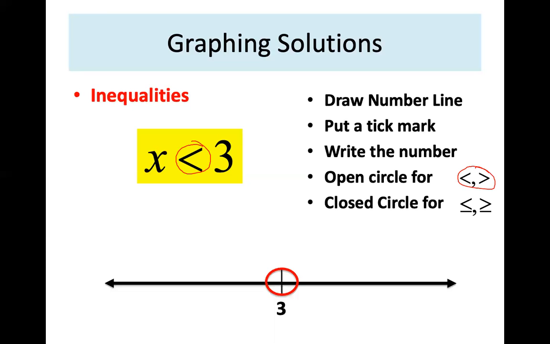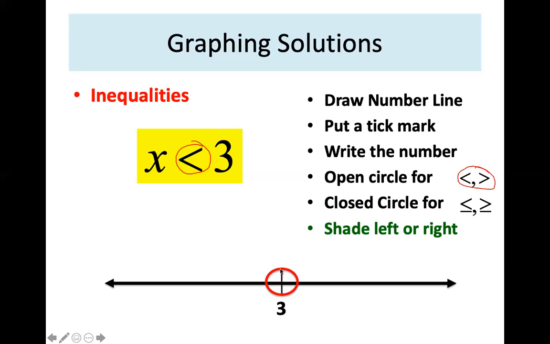Okay. Do you remember the last step from last year? It was that shading thing. So here's what you do. You're going to either shade left or right of that red circle. Here's how you determine how you do that. You read it from variable to number, because the variable could be on the left side or the right side. As I read this from variable to number, this says x is less than 3. Instead of saying less than, you could say the solutions are smaller than 3. The solutions are smaller than 3.